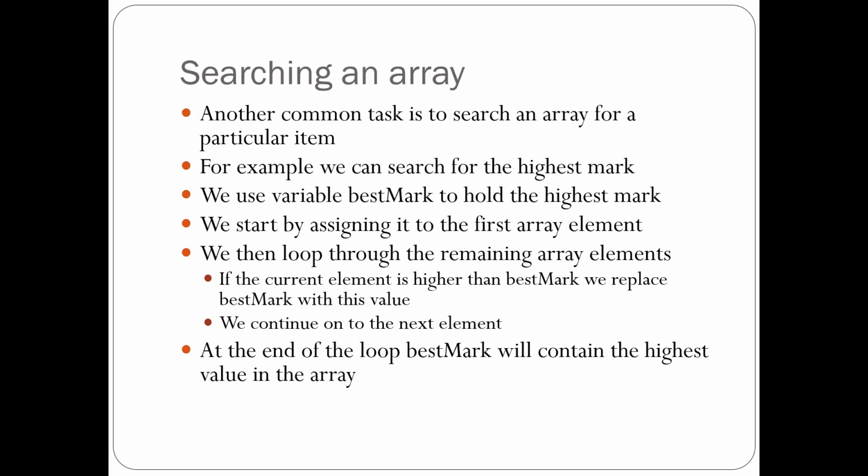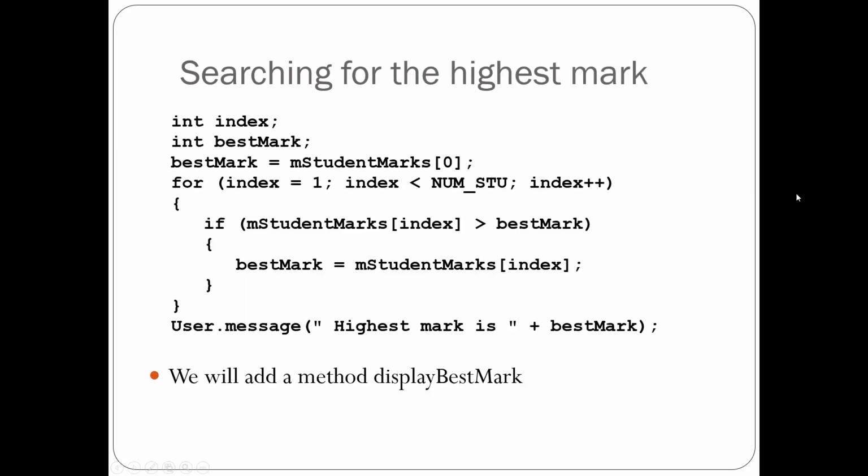And what we're going to do is use a for loop, and we're actually going to try and find which student got the best result. We're going to loop through the array, starting at the beginning, going all the way through to the end. And when we've got through to the end, we're going to highlight what the highest mark was in the array. So here's the code.